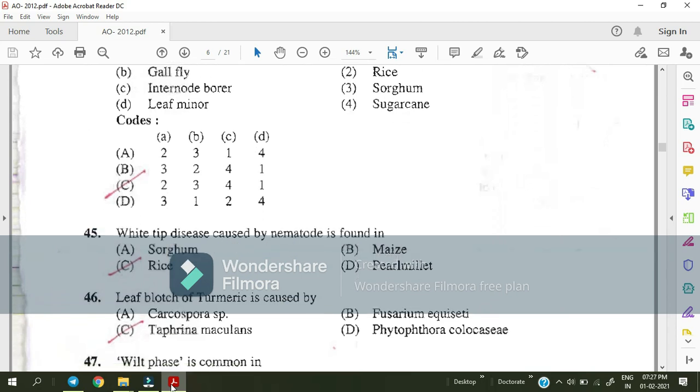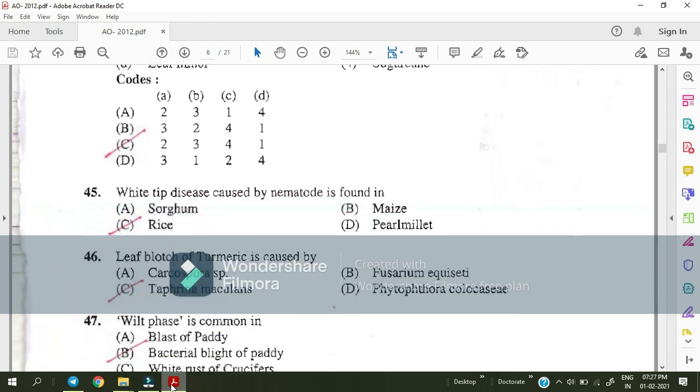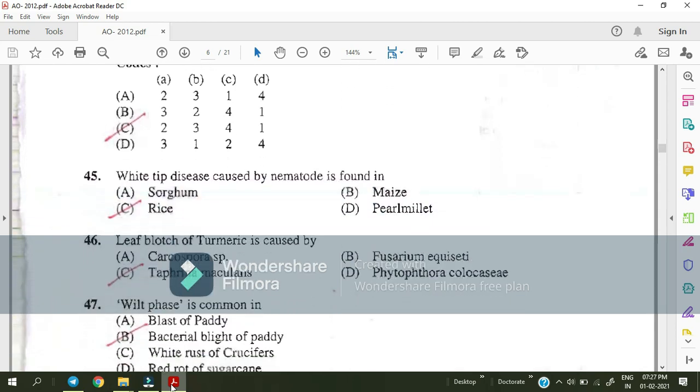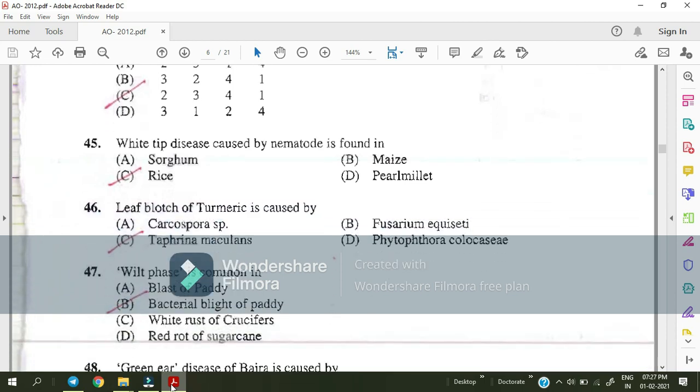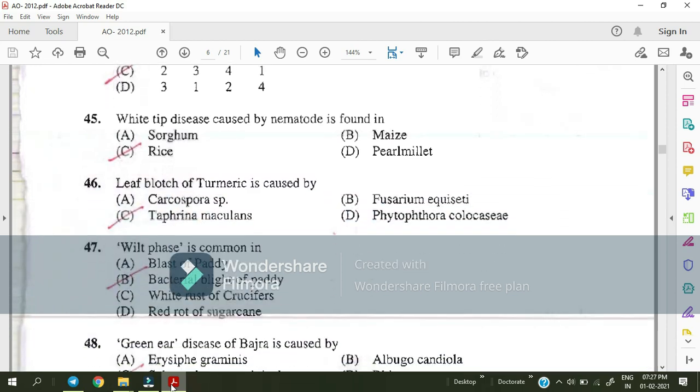45th question. White tip disease caused by nematode is found in rice. The scientific name is Aphelenchoides besseyi. 46th question. Leaf blotch of turmeric is caused by Taphrina maculans. 47th question. Wilt is common in bacterial blight of paddy.